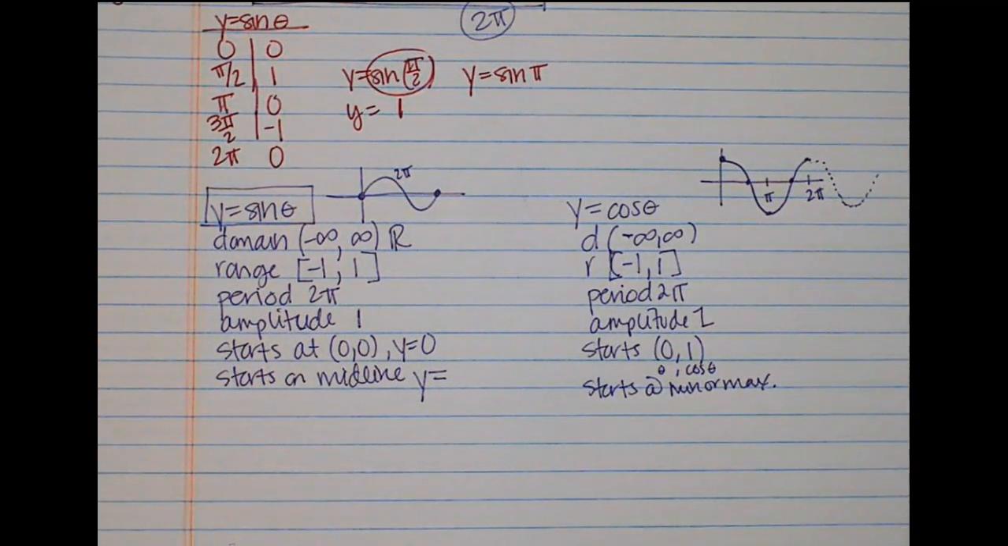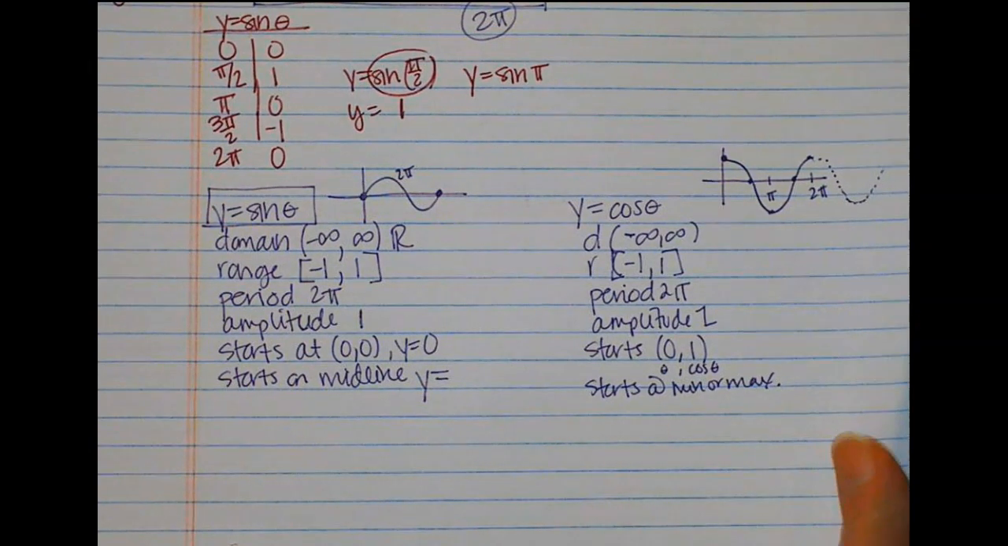And here's the thing, sine and cosine are the same shape graph. It's just they've been shifted. So we could actually name any sine graph a cosine graph with a shift to it. And we're going to learn how to do that. So let's look at some things on a calculator.